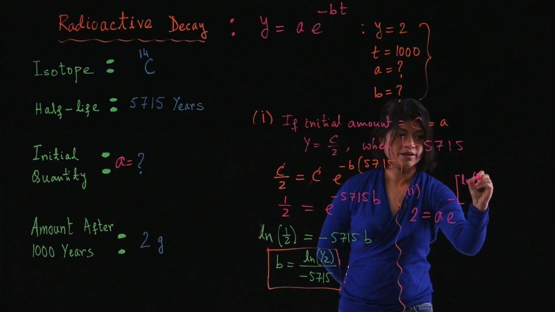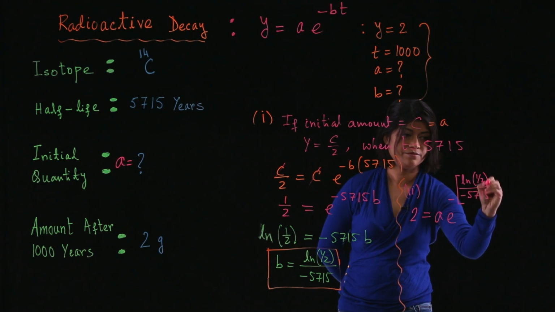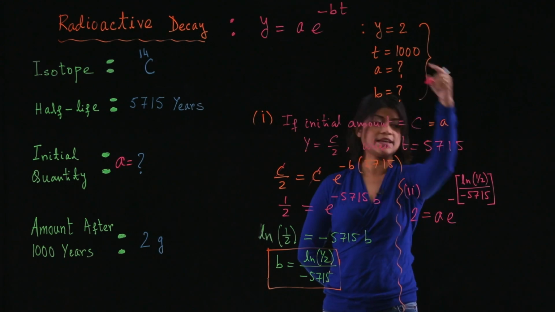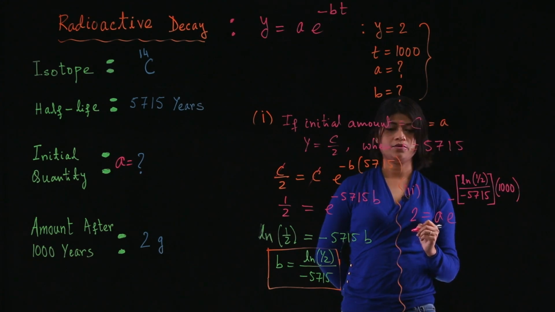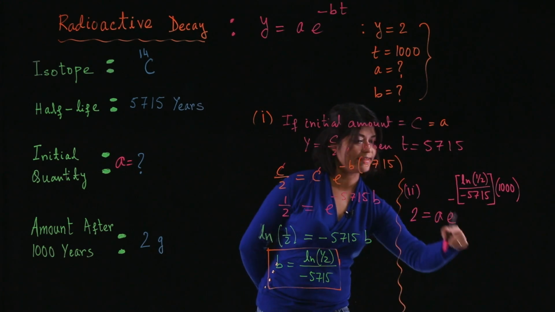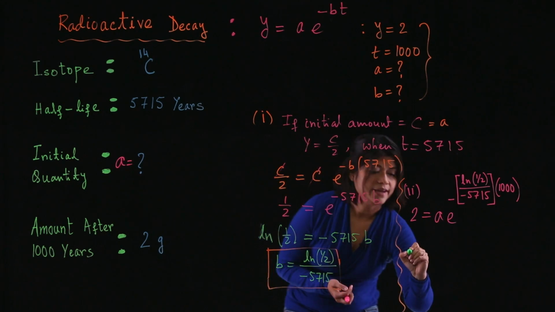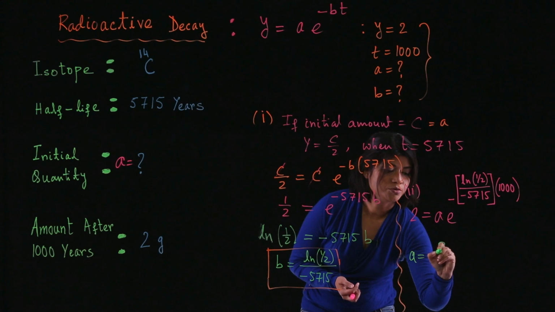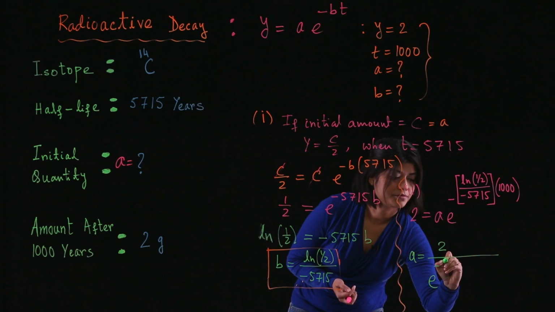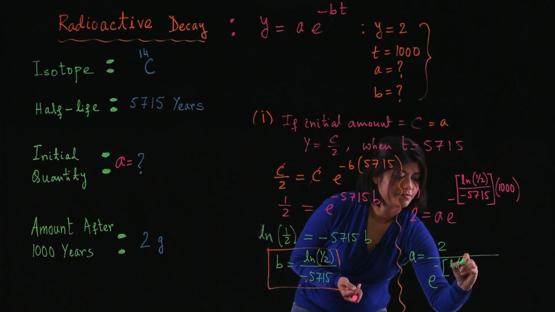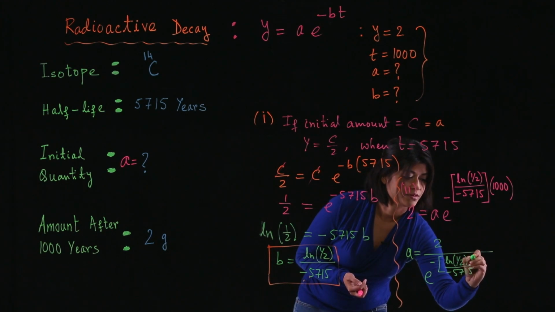Natural log of 1/2 divided by negative 5715, t is 1000, so times 1000. Okay, figure out a. So divide by this entire exponential expression. So a is equal to 2 divided by e to the power negative natural log of 1/2 over negative 5715 times 1000.